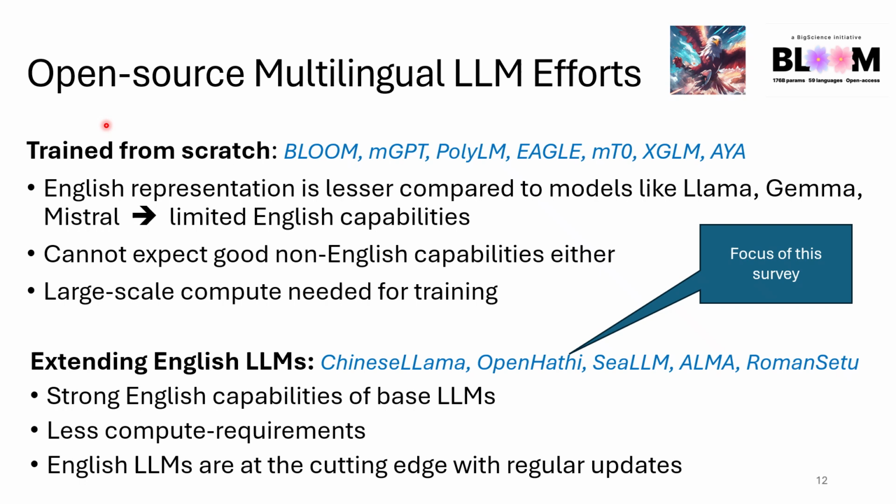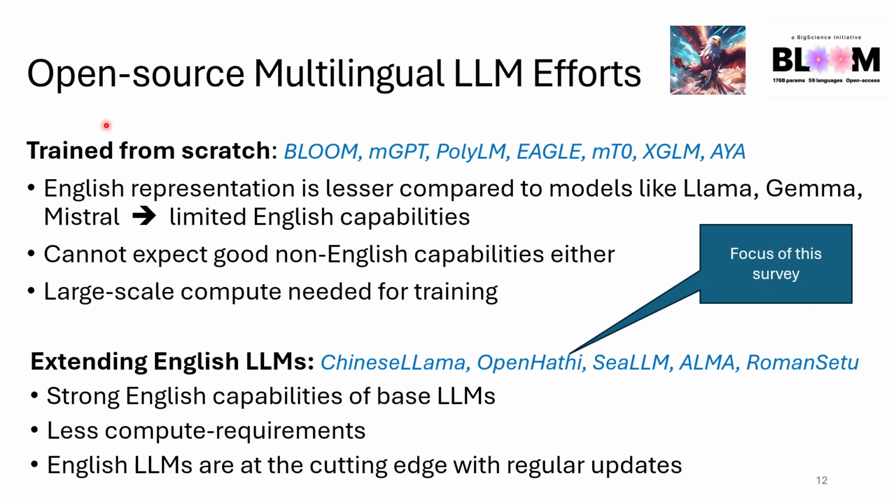Here the problem is that the English representation could be less compared to English-heavy models like Llama, Gemma, Mistral, and therefore their English capabilities might be inferior. And if that is the case, then that would also impact performance in non-English languages. And to do this training for multiple languages needs large-scale compute.